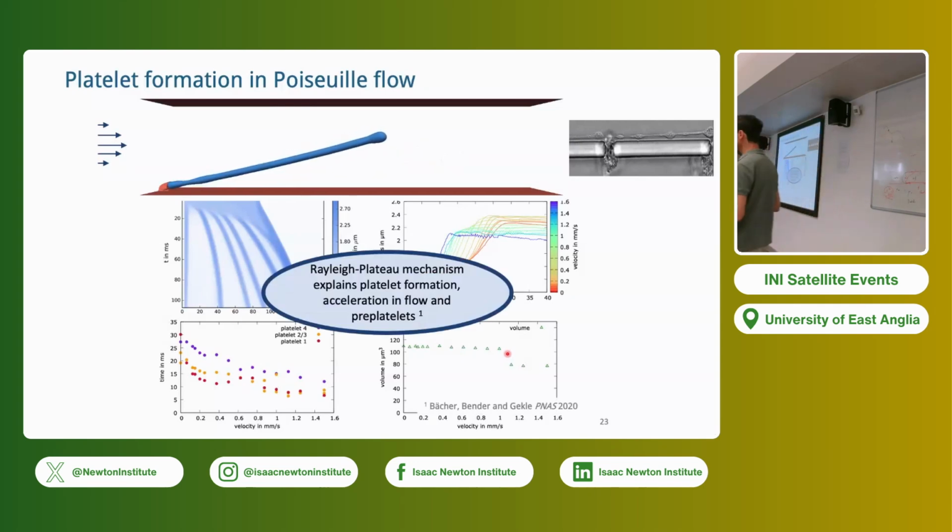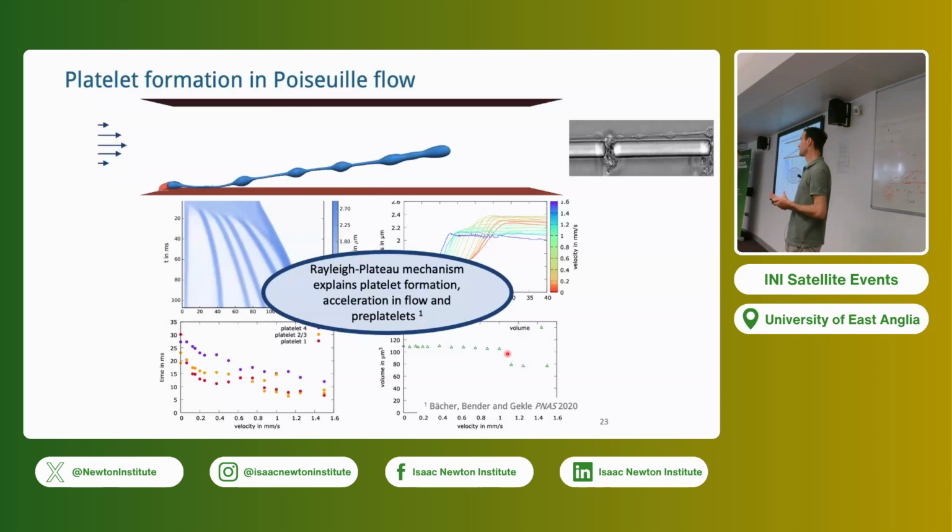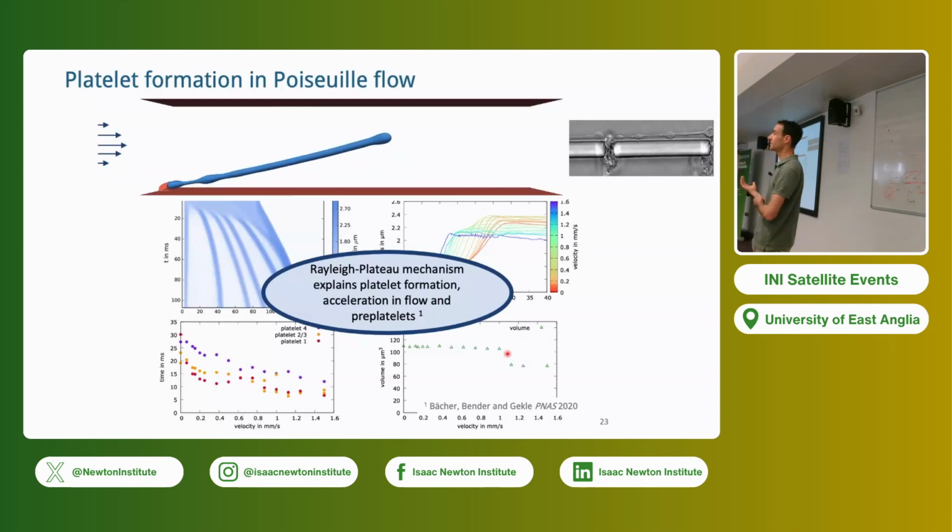So to conclude this part, we think that this Rayleigh plateau mechanism, although there's no surface tension anywhere, it's a purely biological system. There's no surface, but there is an interface, and we think that this active stress that is created by the cell, by the actomyosin cortex, plays the same role as the surface tension would do for a liquid jet, and therefore you get the same kind of instabilities, and that explains why these platelets form.